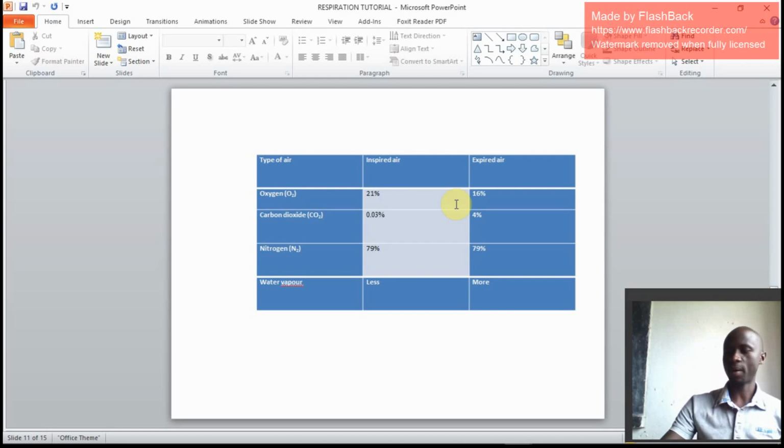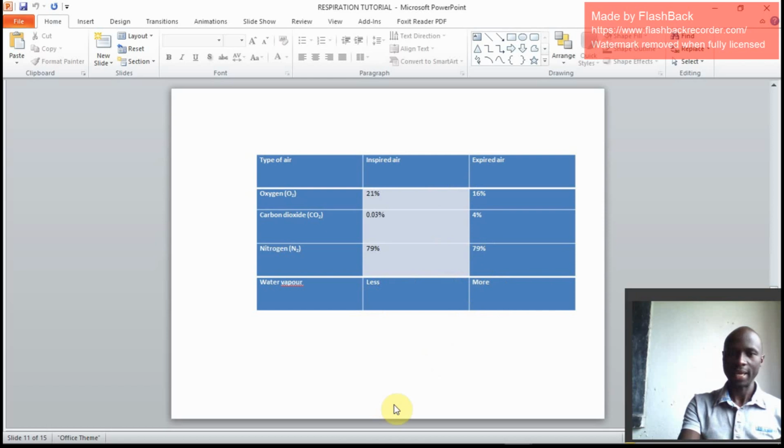Then when we go to carbon dioxide, we have 0.03% intake. Then we expire 4%. There is an increase. Inspired was 0.03, so the increase is almost 3.97. Then nitrogen, we inspire 79 and we also expire 79. Water vapor, we inspire less and expire more.